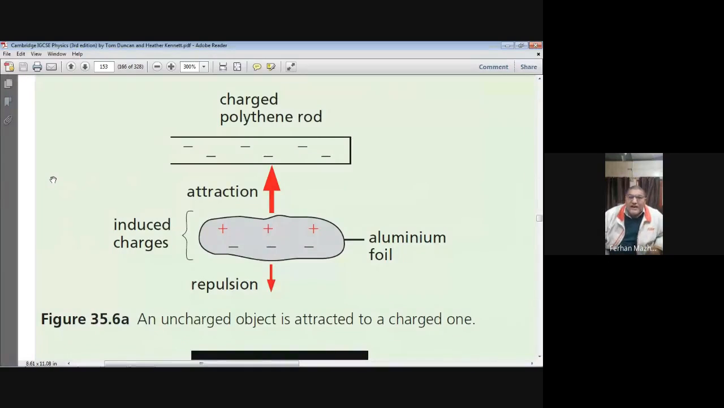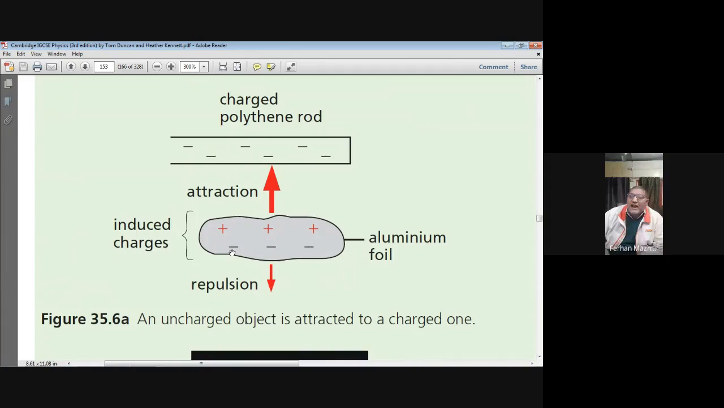So what we did, we brought a charged polythene rod near the top of the aluminum foil. What will happen? Due to that negative charge, the free electrons at the top of the aluminum foil will be repelled by the negatively charged rod. We know that free electrons can move around in the body of the matter. Because like charges repel each other, the free electrons from the top will be repelled and they will go to the bottom.